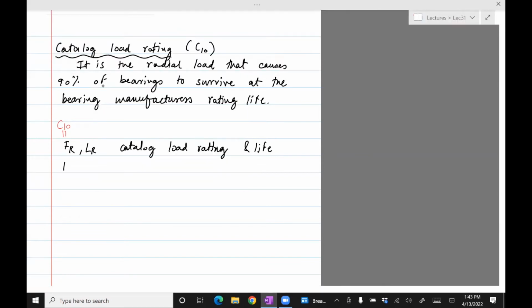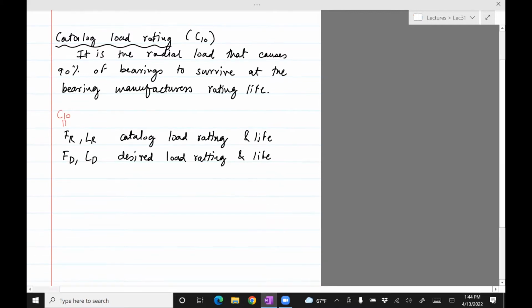Okay, and then let's say that you want an application with a different desired load rating. Consequently, if you have a different load applied for that application, then you get a different life. The problem is to figure out what that life is if we choose a bearing from the catalog. So we just use the formula which we've seen.